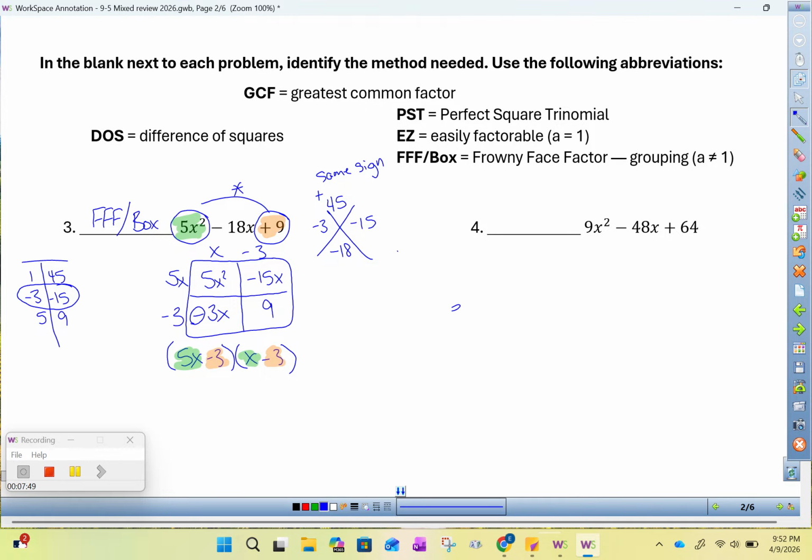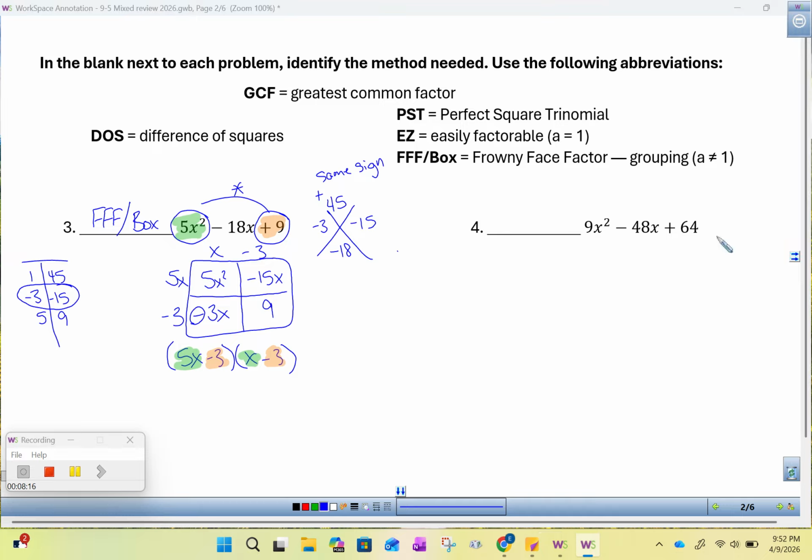Okay. Looking at this next one here, same type of process. We're always going to look for that greatest common factor first. We've got 9, 48, and 64. Looks like there's not a number that goes into all three of those. When we're looking at the next thing, PST, perfect square trinomial, I do have some perfect squares here. Okay, so we're going to test it.